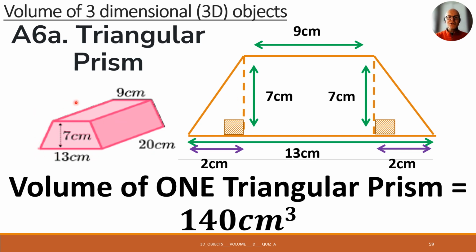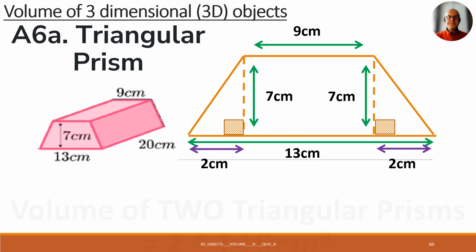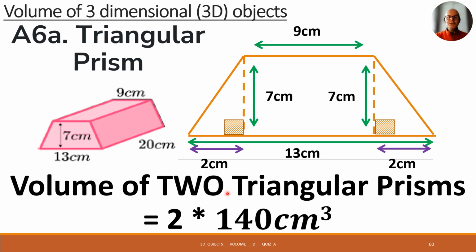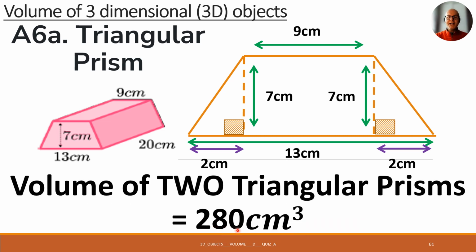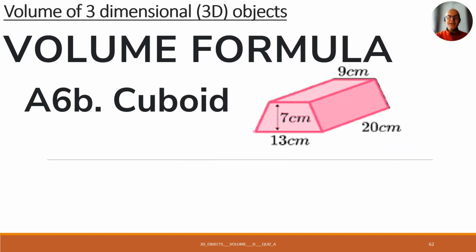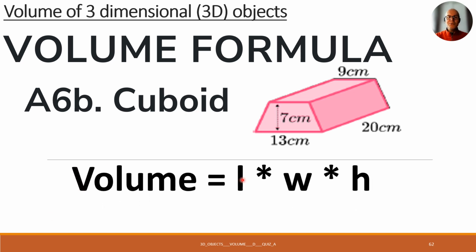But in this trapezoidal prism, there are 2 triangular prisms. So the volume of the 2 triangular prisms that are constituent parts of this trapezoidal prism is 2 times 140, which is 280 centimeters cubed. So that's worked out the volume for the 2 triangular prisms. Now in the middle we've got a cuboid, and the volume for the cuboid would be length times width times height.